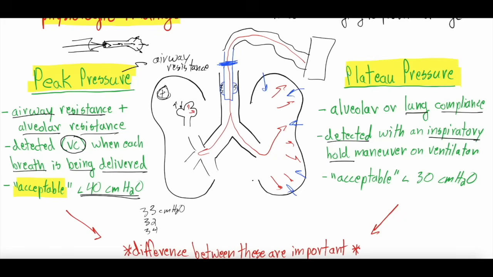So as one might assume then, that plateau pressure is more representative of the lung compliance. The compliance being how easy those airways are to distend out and collapse back in. You can also think of it as kind of an alveolar resistance and lung compliance measurement.